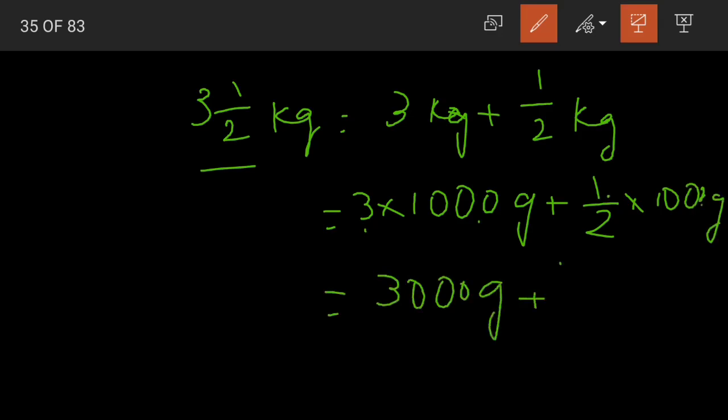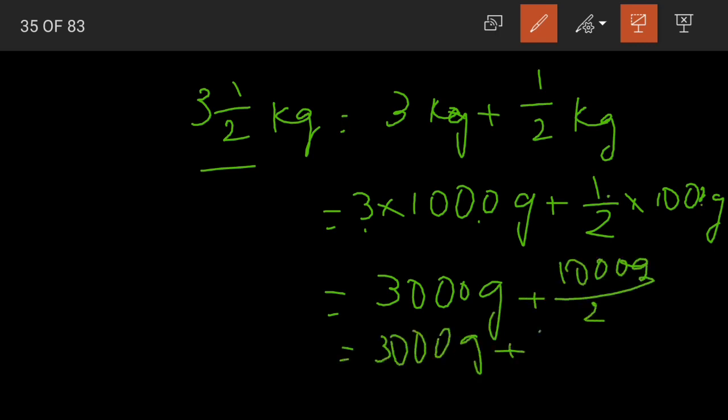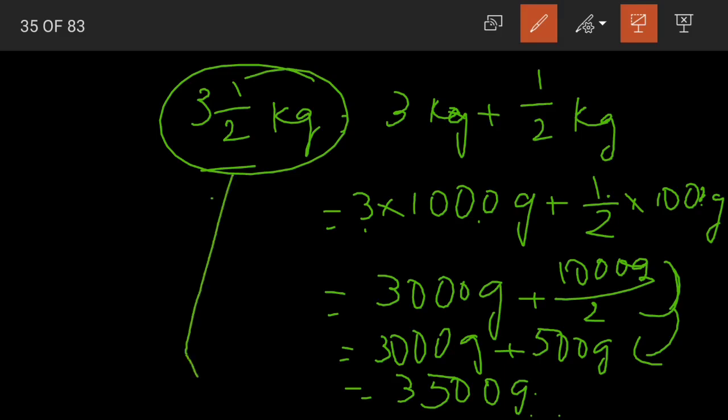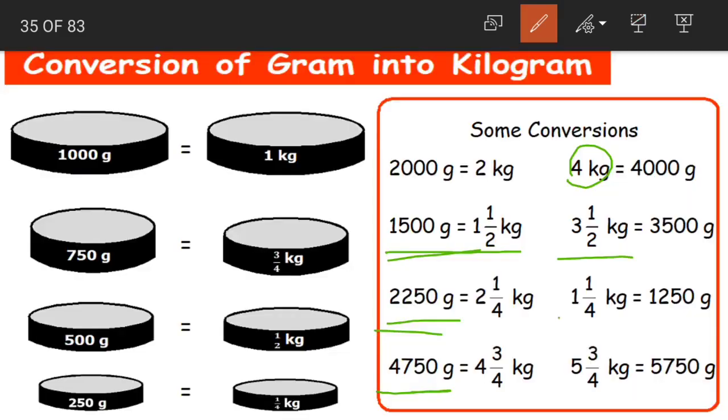1 into 1000 becomes 1000 grams divided by 2, that is equal to 500 grams. When we divide these two, we get our 500 grams. The final answer will be 3500 grams, children. Understood? 3 1 by 2 kilograms is equal to 3500 grams.